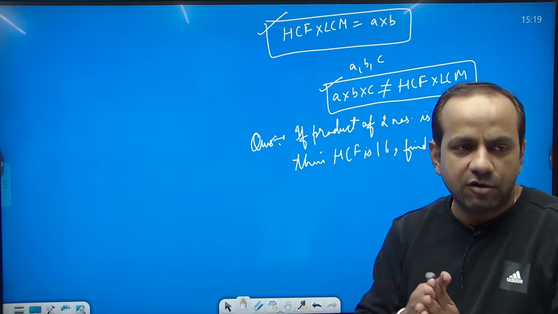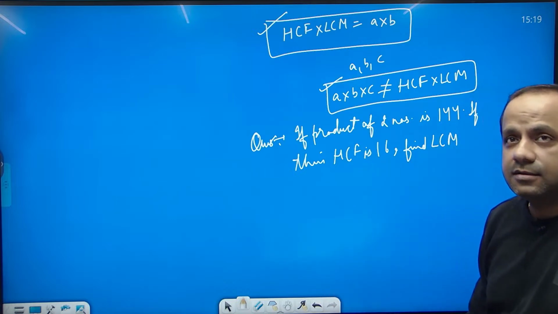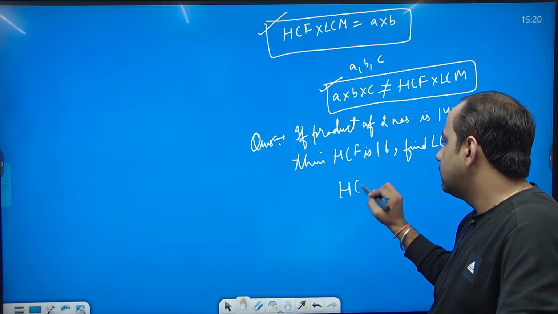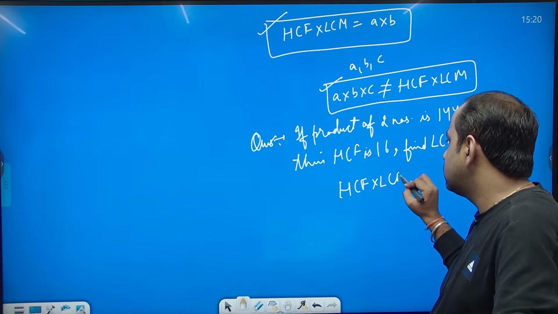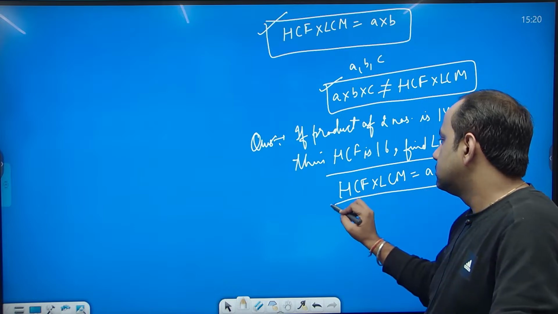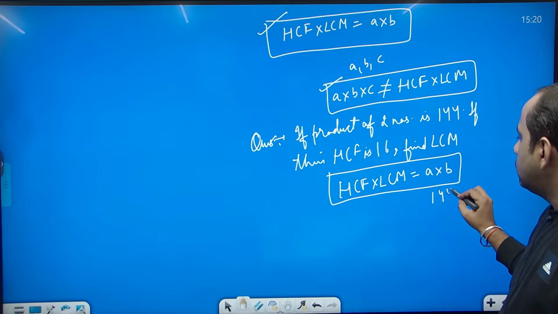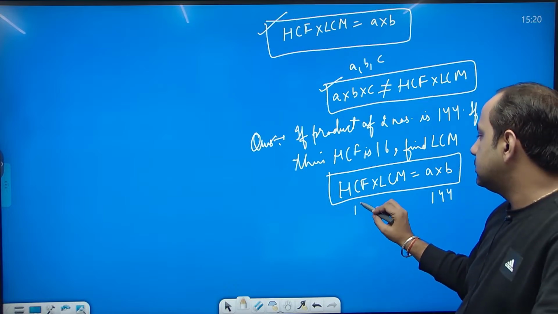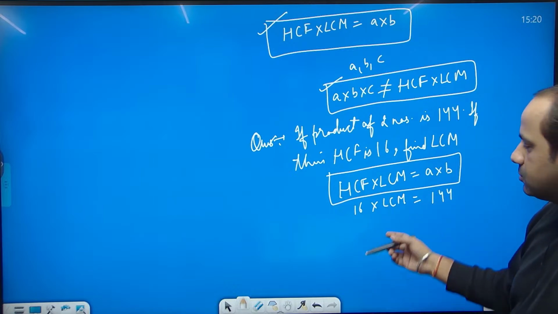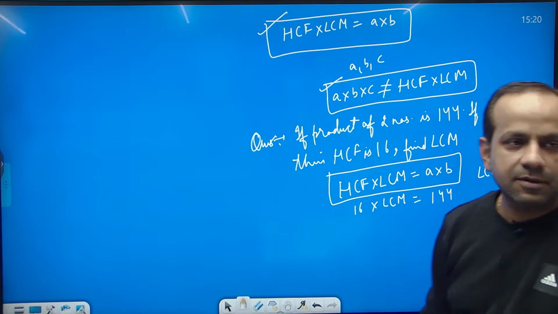Product of two numbers is 144 and their HCF is 16. We need to find the LCM. We know that product of HCF and LCM is equal to A into B, है ना? And product of two numbers is given as 144. HCF is 16. We need to find LCM. So LCM should be 9. यही आ रहा है सबका?